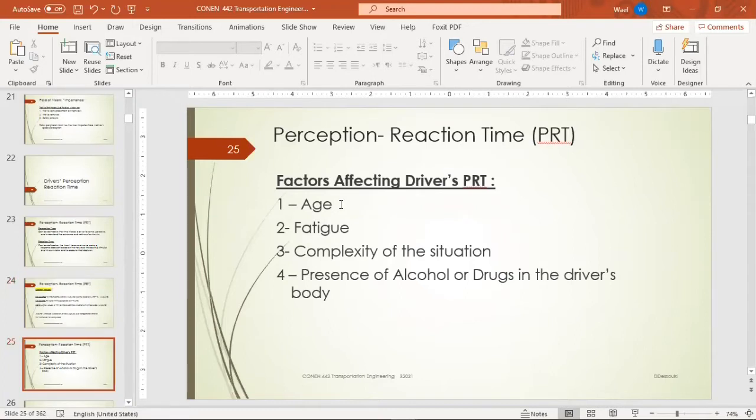What are the factors affecting driver's perception reaction time? Basically, age, fatigue, complexity of the situation, and presence of alcohol or drugs in the driver's body. Of course, age plays a toll on driver's perception reaction time. The reason is that with age, your brain is more loaded with experience, more loaded with other things, so it takes time for the brain to go through all previous experiences and come up with a decision.